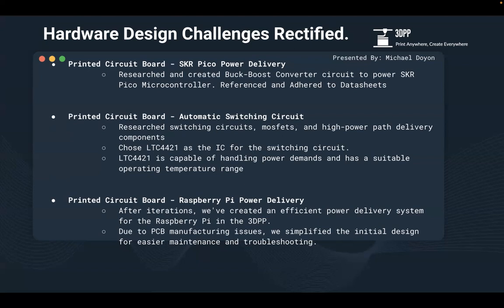The LTC is capable of handling high power demands and has a suitable operating temperature range. For the Raspberry Pi portion, after three or four iterations, we finally created a design that we are happy with and works to our intentions. And since we ran into the PCB manufacturing issues earlier, we decided to go with a simpler design and have more access for troubleshooting if we need to later on.